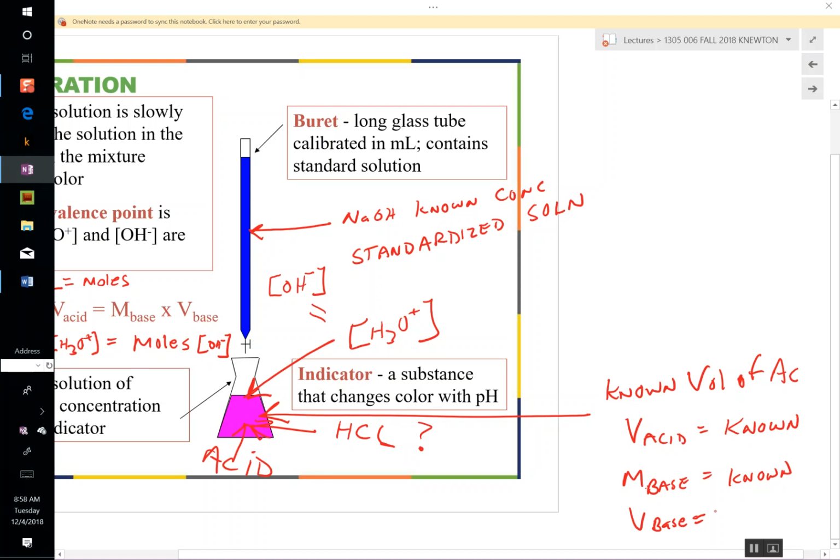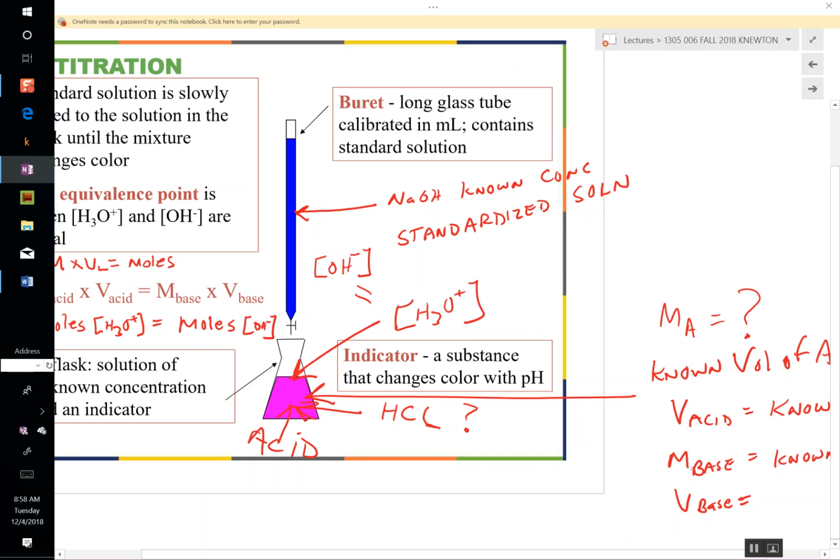A burette is calibrated from 0 down to 50 milliliters. You can get different size burettes, but we usually use 50 milliliter burettes. You can get other molarity ones. But you start at 0 and you drip it in, and then when it gets to that equivalence point, you're able to figure out how much base you put in there. And what is unknown? The molarity of the acid is unknown. So where does that get you? That gets you an equation that has 4 factors in it. You know this, you know this, you know this.